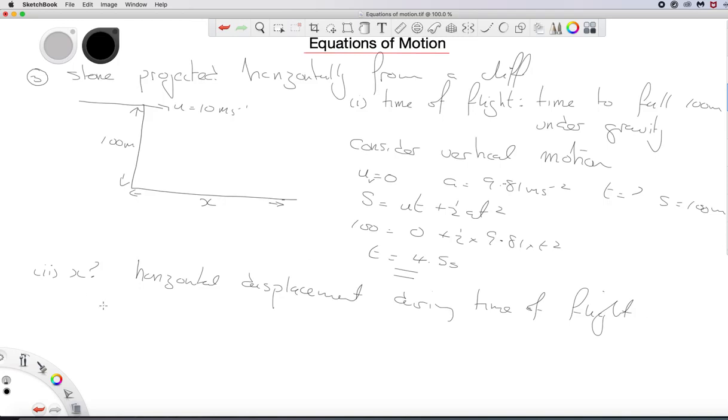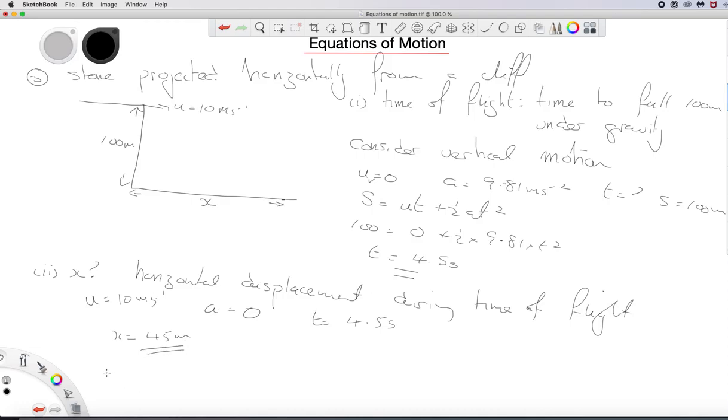So, what do we know? Well, we know that the initial velocity is 10 meters per second. We know the acceleration is 0 because we ignore air resistance. So we know it's going to do 10 meters per second for 4.5 seconds. And so x will be 45 meters.